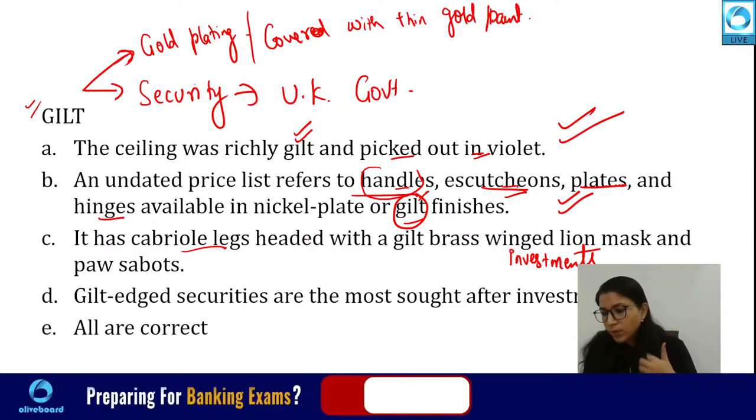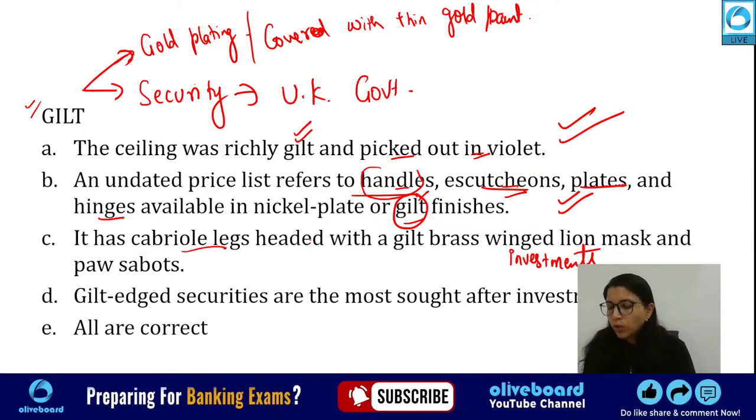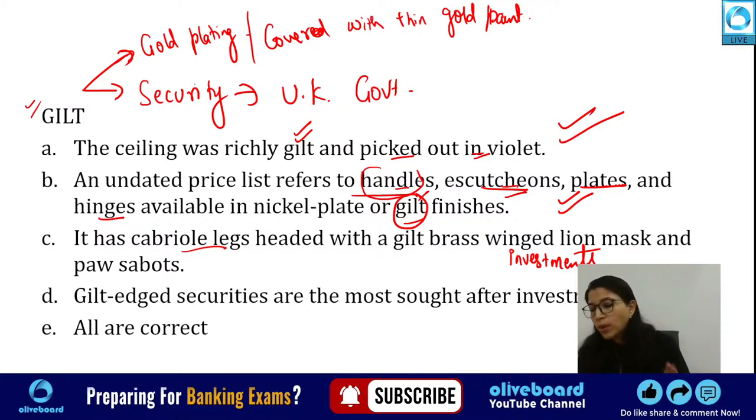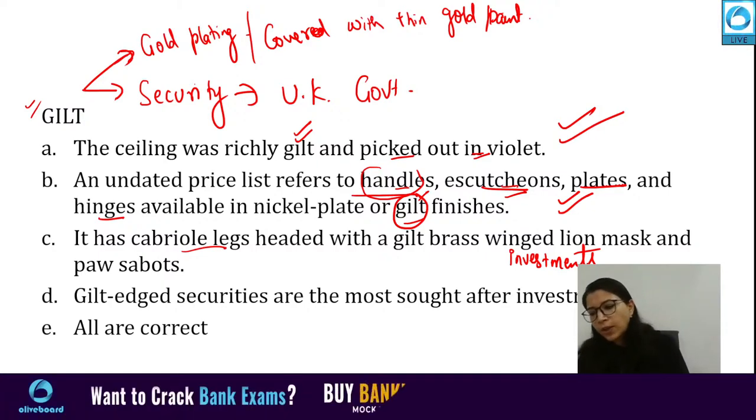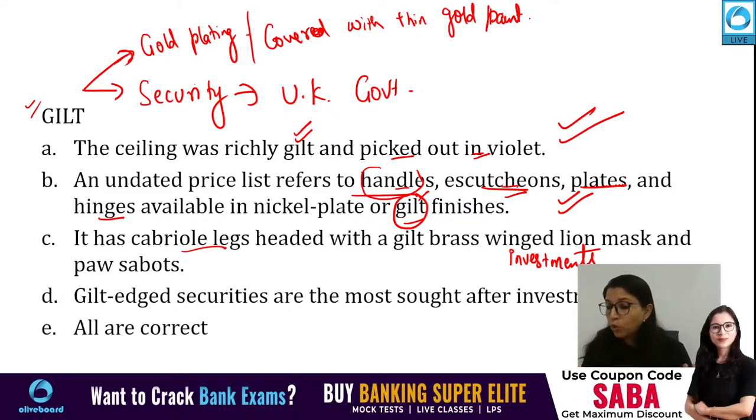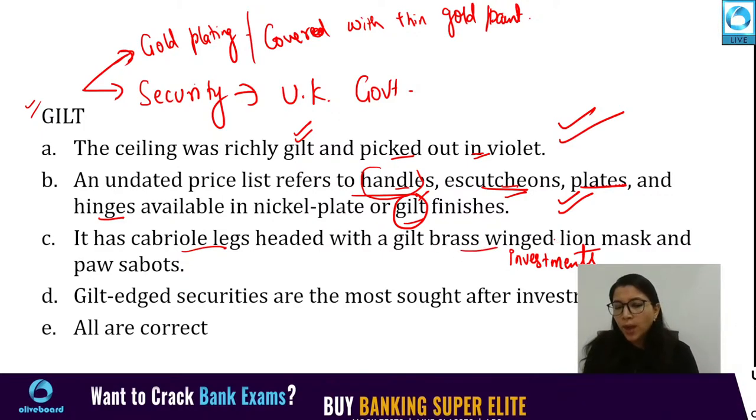Headed. Of course, if you do not know the meaning, you should skip it. Because agar nahi pata and you don't know the meaning, you haven't heard of this word, so definitely you should skip this question in the examination if you do not know the meaning. Okay. With gilt brass winged lion mask.